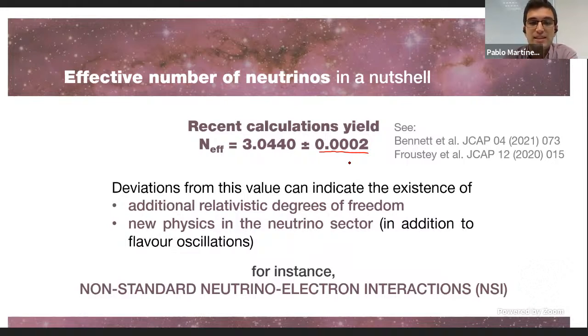And the idea is that if one ever finds a deviation from this value, it means that either there's an additional relativistic degree of freedom, or there's new physics in the neutrino sector, apart from oscillations, which we have already accounted for. And so we wanted to study one of these new physics scenarios, and we focus on non-standard neutrino electron interactions.